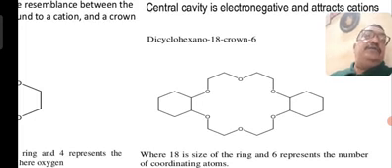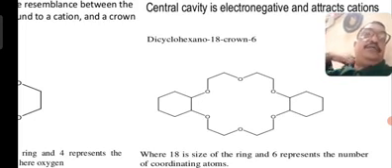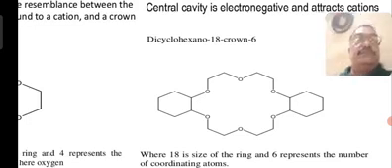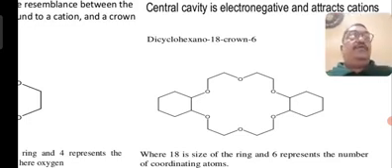So the metal is at the center with the metal-oxygen bond, and it looks like a crown with a king at the center. This is the beauty of these crown ethers. I will show you in the next slide how it works.